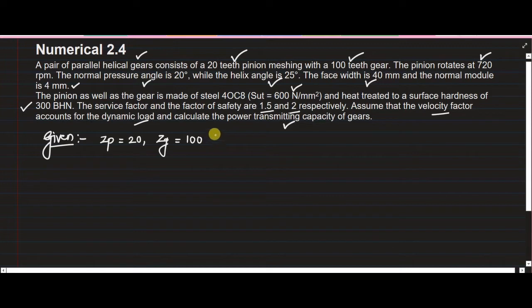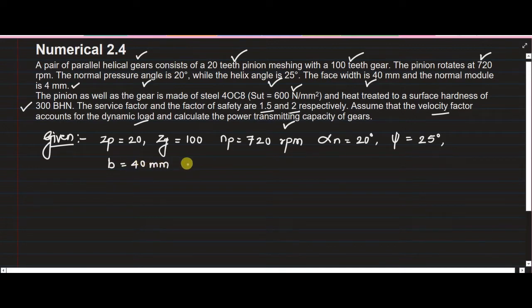720 rpm. Remember, this is a helical gear arrangement, so that's why we will also need to calculate the virtual number of teeth. Then normal pressure angle alpha n, it is 20 degree. Helix angle psi, it is 25 degree. Then face width B, it is 40 mm. Normal module is 4 mm, so Mn is equal to 4 mm.